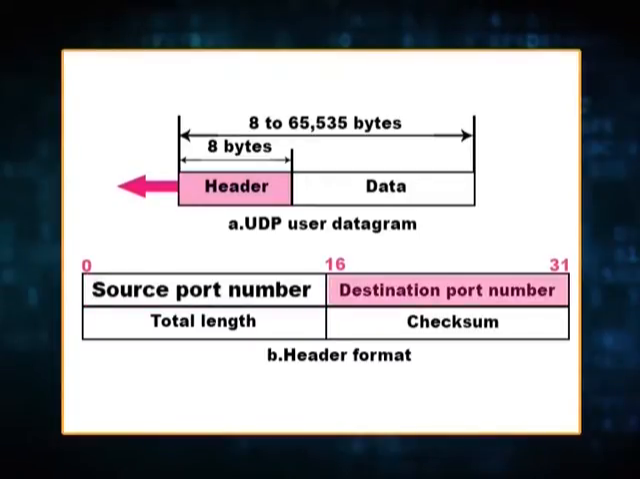Next, destination port number. This is the port number used by the process running on the destination host. It is also 16 bits long. If the destination host is the server, the port number in most cases is a well-known port number. If the destination host is the client, the port number in most cases is an ephemeral port number. In this case, the server copies the ephemeral port number it has received in the request packet.